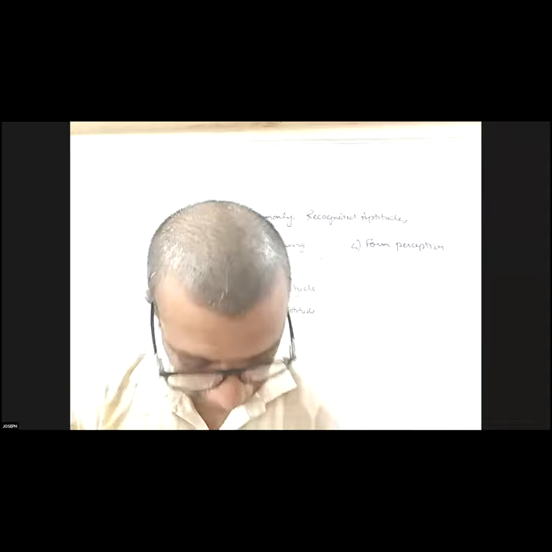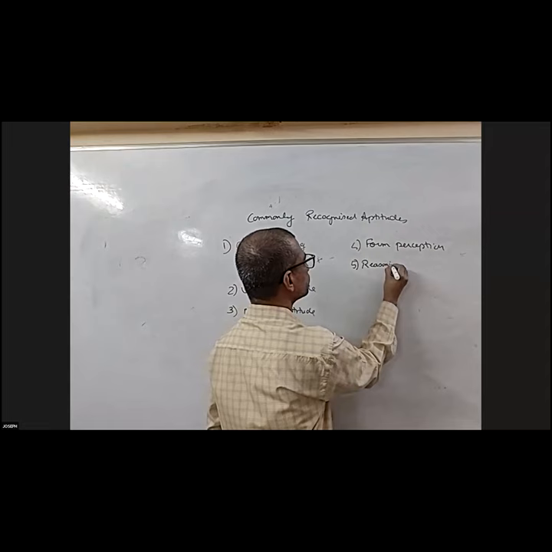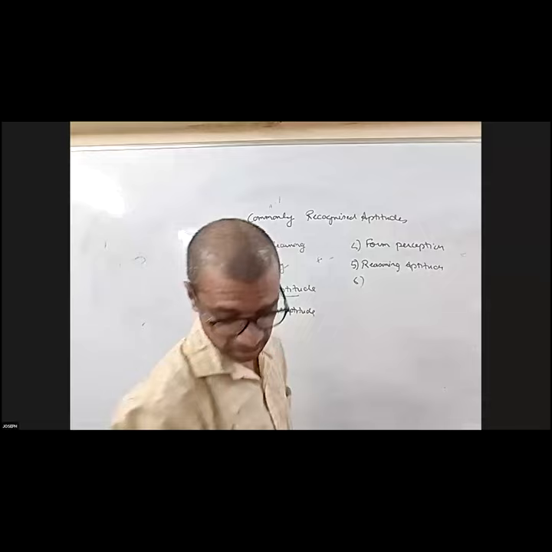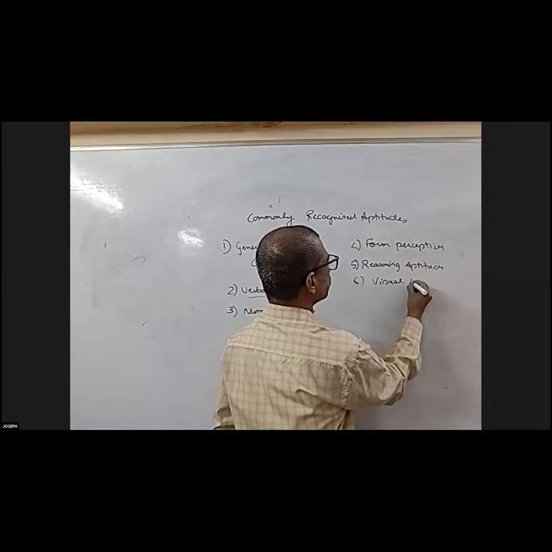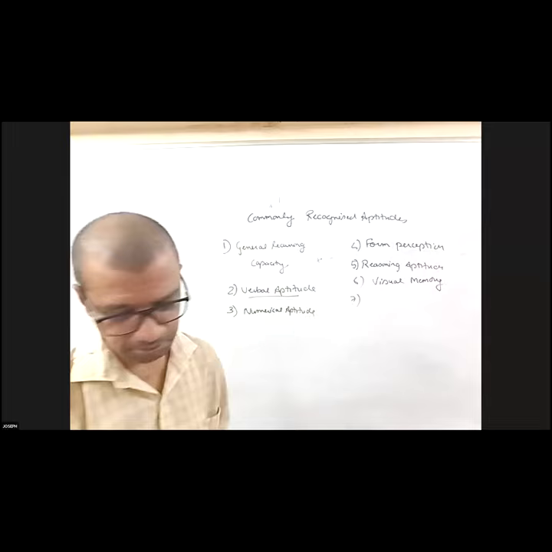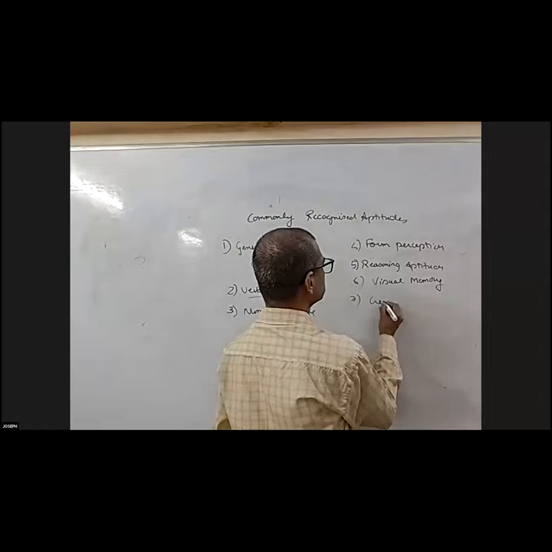Fifth is reasoning aptitude. Sixth is visual memory. Do you have a good visual memory? Would be much better. Creativity. Visual memory is not the meaning of acquisition of the executive.